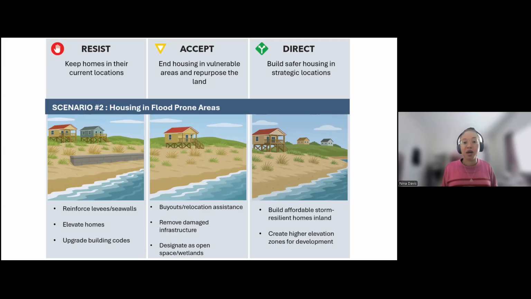Some of your actions might be reinforcing levees and seawalls, elevating existing homes, and creating new higher elevation code for hurricane resistance. Your pros are that it protects current residents, it might maintain the tax base and continuity. The cons are that it's costly, it's not sustainable long term, and it may create a false sense of security.